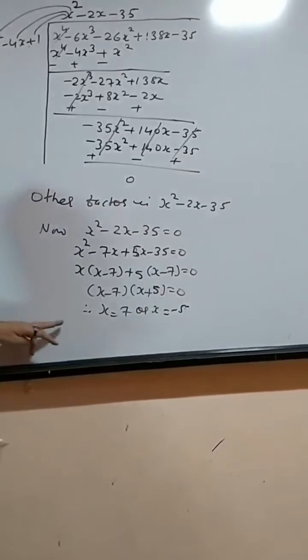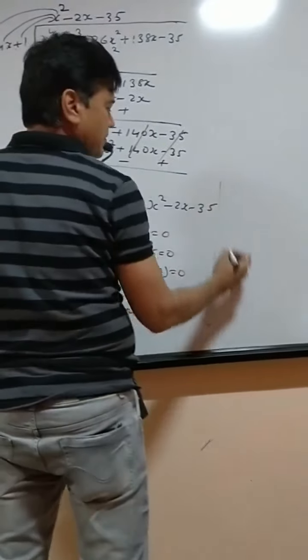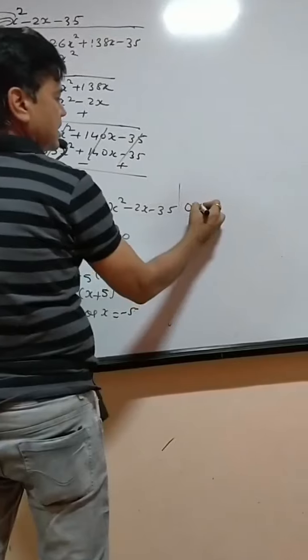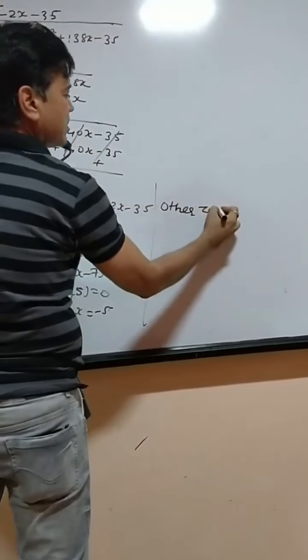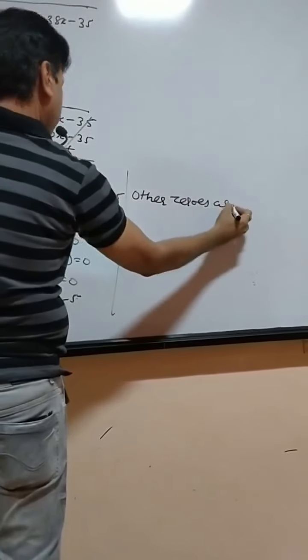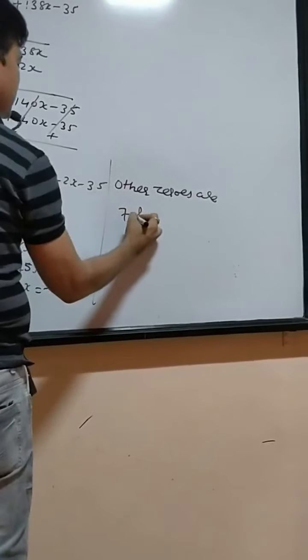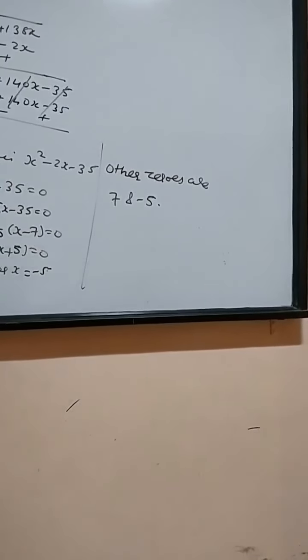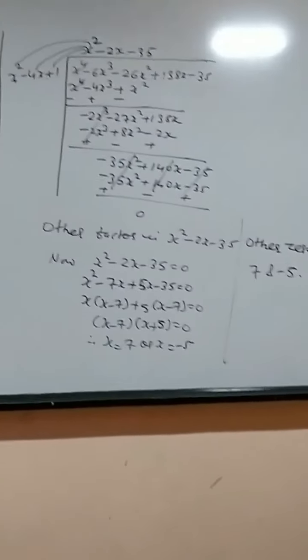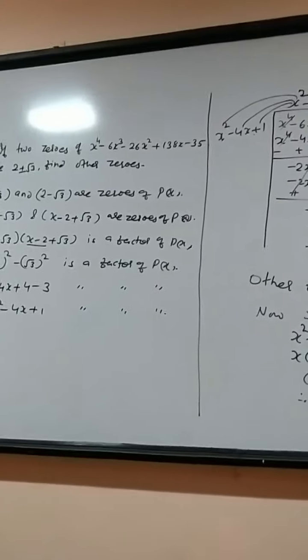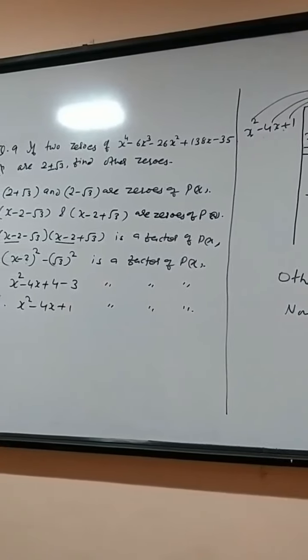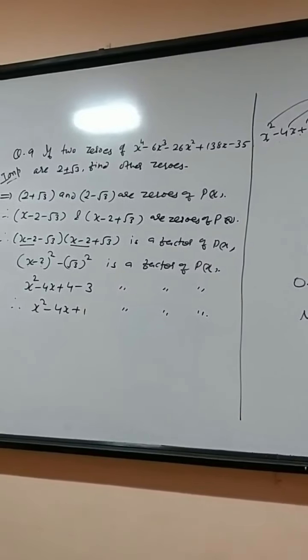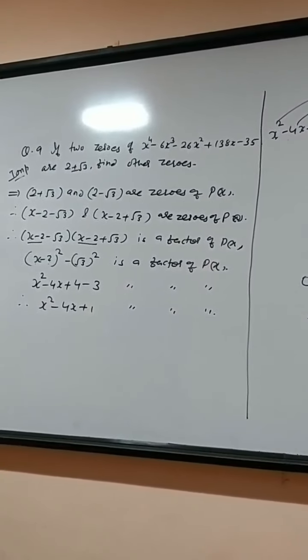So other zeros are 7 and minus 5. So it's nothing, it's just a long division method and factorizations. It's really easy, but do it more and more times.